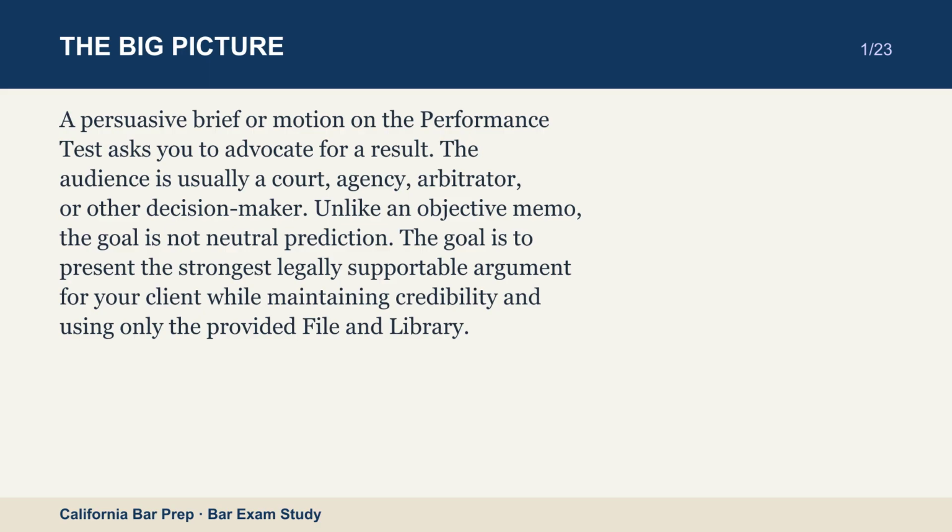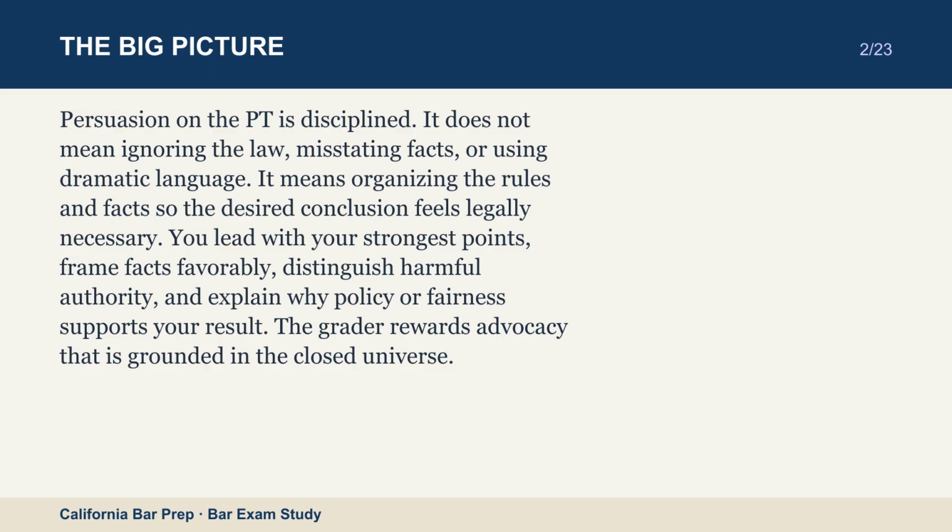Unlike an objective memo, the goal is not neutral prediction. The goal is to present the strongest legally supportable argument for your client while maintaining credibility and using only the provided file and library. Persuasion on the PT is disciplined. It does not mean ignoring the law, misstating facts, or using dramatic language. It means organizing the rules and facts so the desired conclusion feels legally necessary.